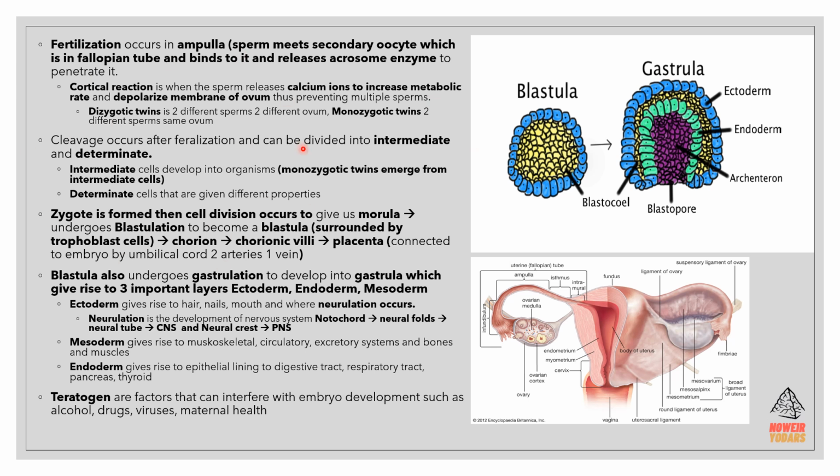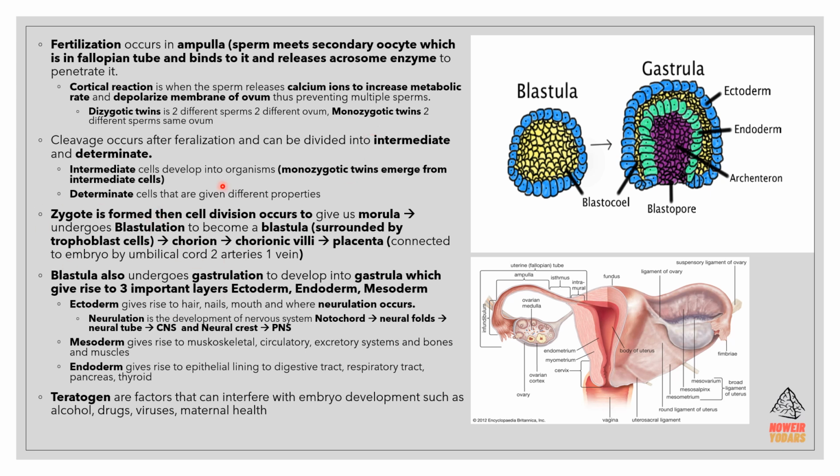Alright? But that's not the case in twins, right? You see twins, triplets sometimes, and with dizygotic twins, it's two different sperms and two different ovums, right? So twins that don't look alike. But then you have monozygotic twins, twins that look identical, and it's two different sperms but the same ovum. So another sperm managed to penetrate and release its acrosome before the membrane got depolarized.